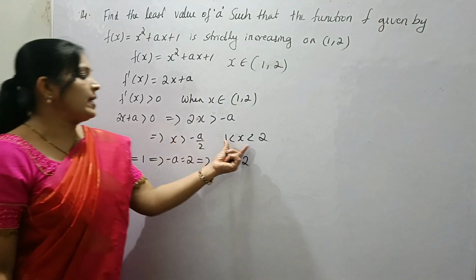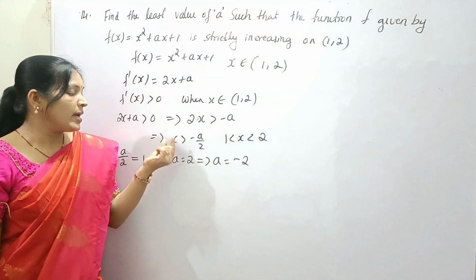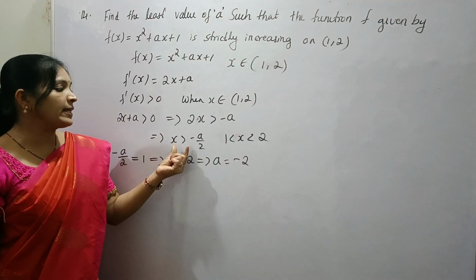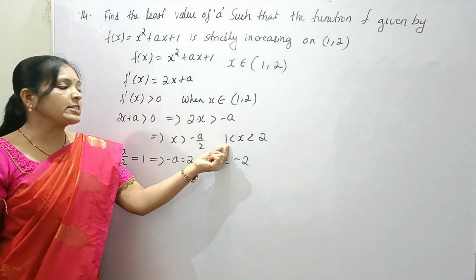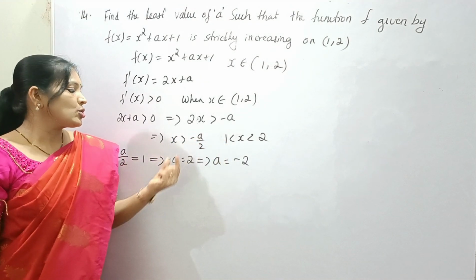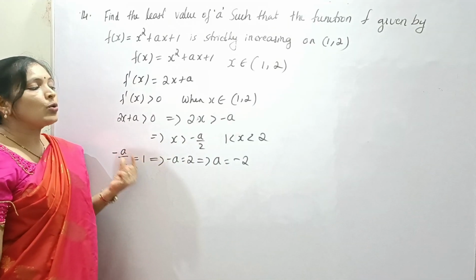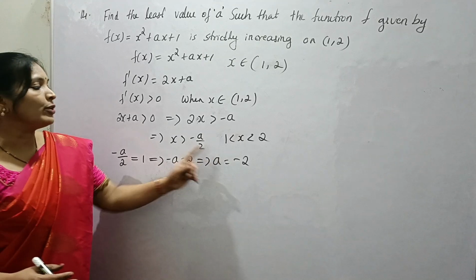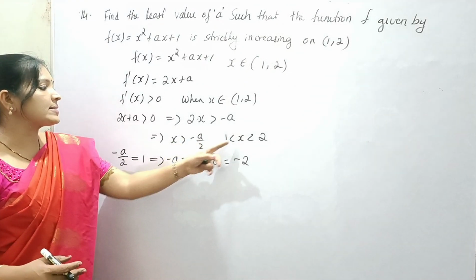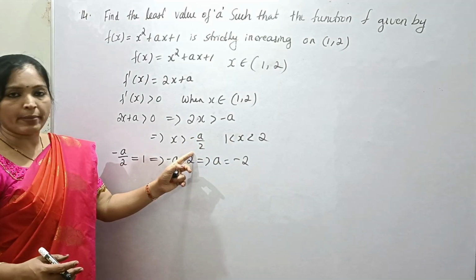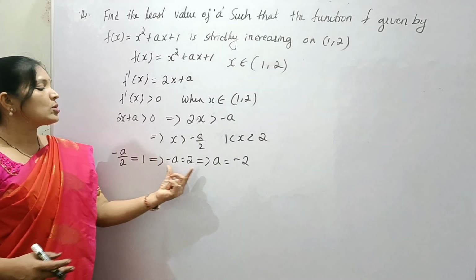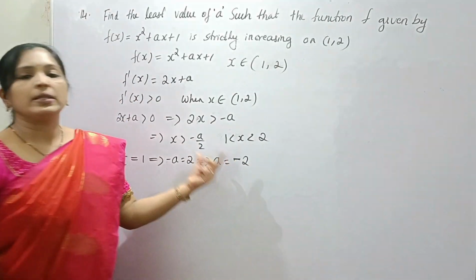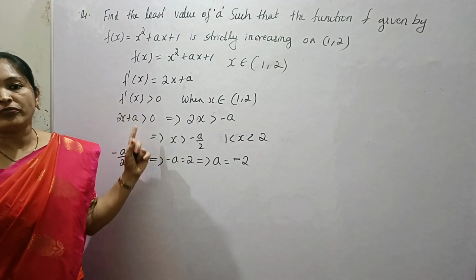Because see here, the least value of x is 1. Here x is greater than minus a by 2. So take the least value of x, that is 1, and equate it: minus a by 2 is equal to 1. So put x is equal to 1, then what is the value of a? A is equal to minus 2. So here, minus 2 is the least value of a.